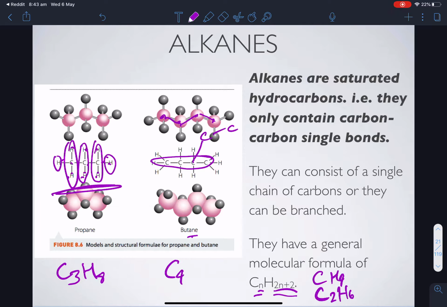And C4, 2 times 4 is 8, plus 2 is 10. So H10, let's just check. 1, 2, 3, 4, 5, 6, 7, 8, 9, 10. So they fit this CnH2n+2 rule. So if you're just given a formula for a molecule, and you see that it just has carbon and hydrogens in it, it's a hydrocarbon. And if you see it fits the number of carbons and the number of hydrogens fits the 2n plus 2 rule, you know it's an alkane.